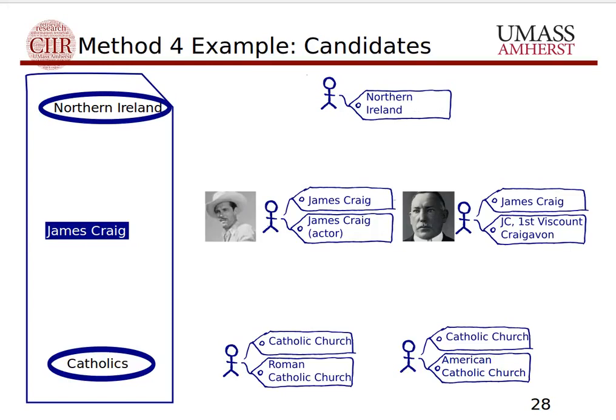Northern Ireland is a not very ambiguous entity mention, so maybe we only have one Northern Ireland in the candidates. But for Catholics, we have a very popular one, the Roman Catholic Church, and maybe a little bit less popular, the American Catholic Church. But just from the word Catholics, we don't know which of the two is more appropriate.